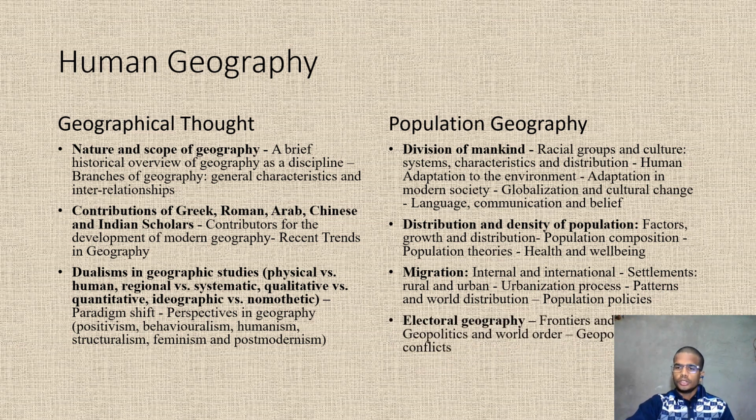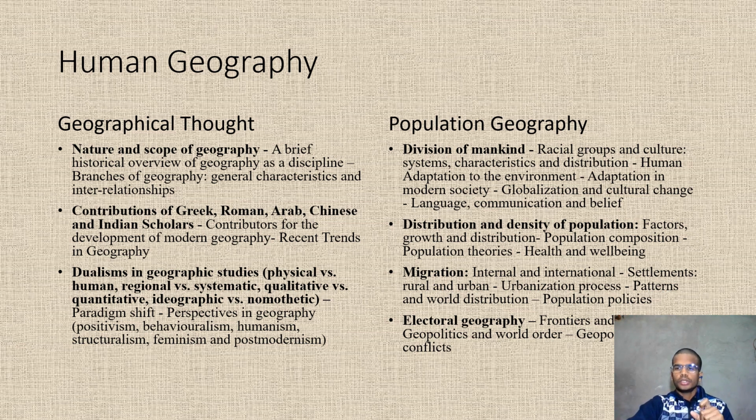Political geography. Geopolitics is an important part here. You need to know the basic difference between frontier and boundary. That is all. But in the second part, geopolitics and world order, and geopolitical conflicts, you need to go through this part very carefully. You need to know the different geopolitical theories as well as who propounded them, what the key features of those theories are, and when they were propounded.